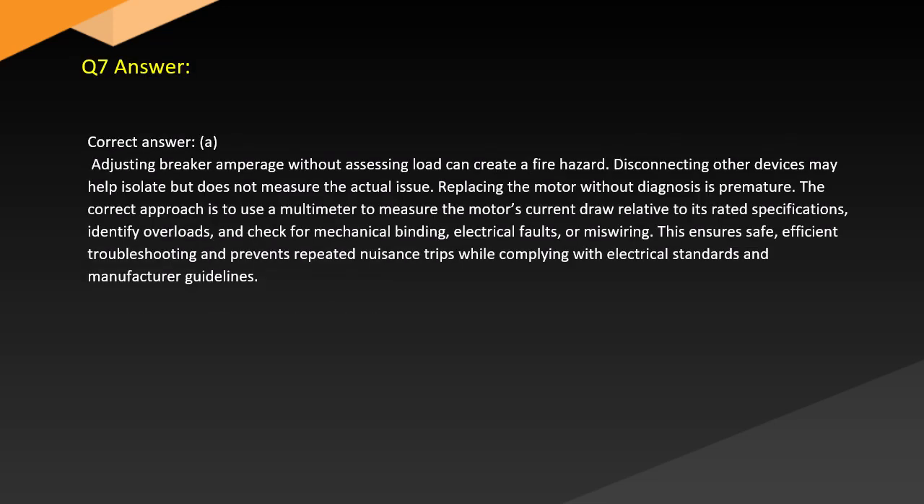Answer. Correct answer: A. Adjusting breaker amperage without assessing load can create a fire hazard. Disconnecting other devices may help isolate but does not measure the actual issue. Replacing the motor without diagnosis is premature. The correct approach is to use a multimeter to measure the motor's current draw relative to its rated specifications, identify overloads, and check for mechanical binding, electrical faults, or miswiring. This ensures efficient troubleshooting and prevents repeated nuisance trips while complying with electrical standards and manufacturer guidelines.